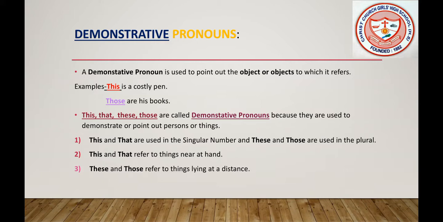Point 1. This and that are used in the singular number, which we all know, and these and those are used in the plural, that is more than one. Second point, this and that refer to things near at hand, whereas these and those refer to things which are lying at a distance.